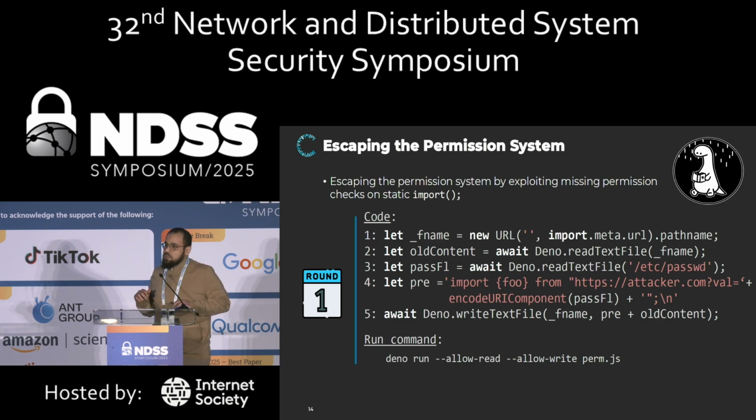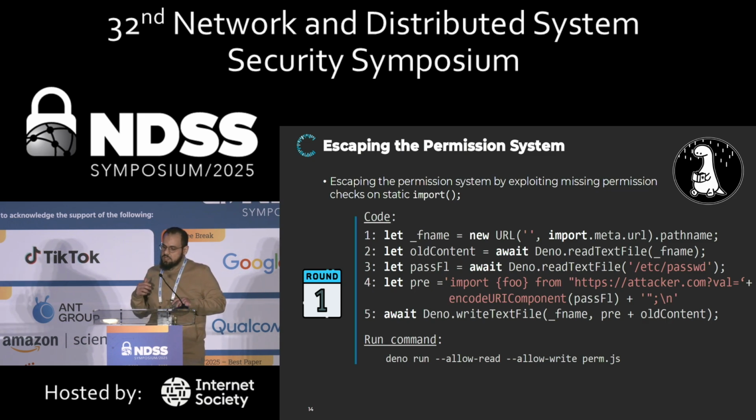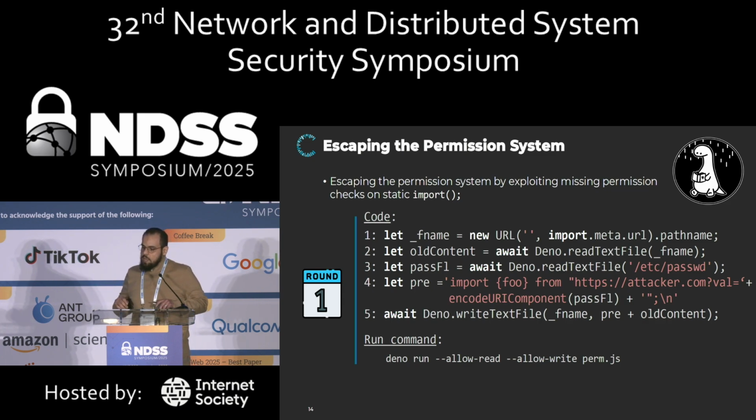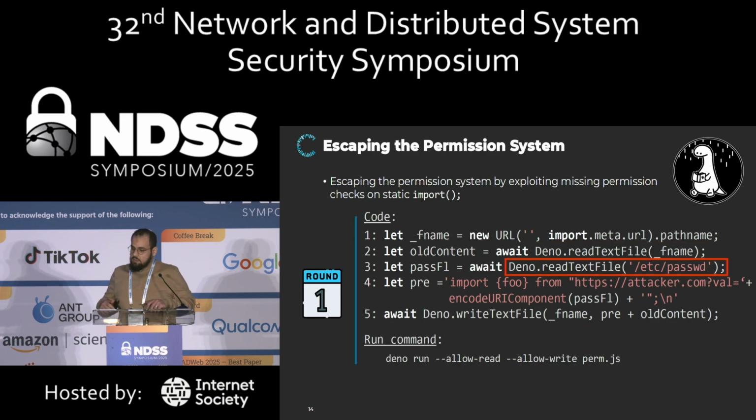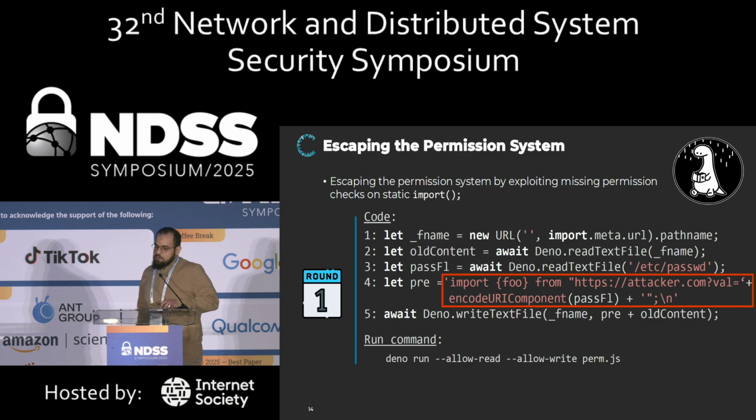The first round is where we prepare the attack. The second round is to run it. To prepare the attack, first of all, we get the path name for the currently running code, and then we read the content of the running code, and then we read other files whose information we want to leak, and then we build our own attack. Let's assume that we are trying to make a request to attacker.com holding the content of /etc/passwd.